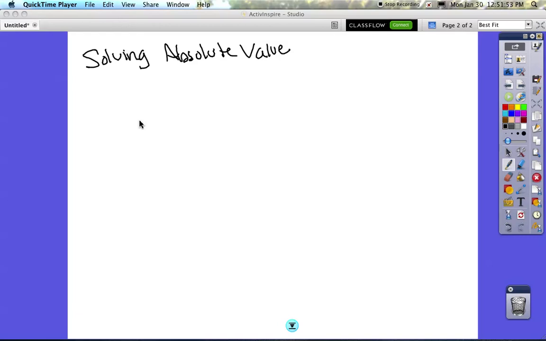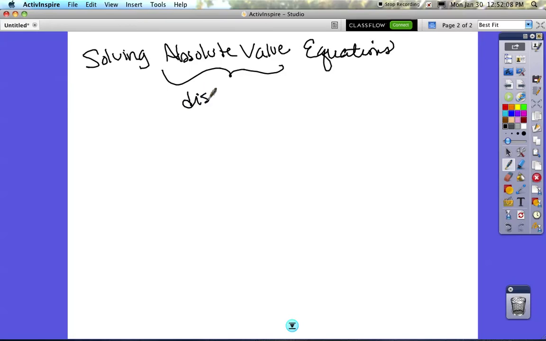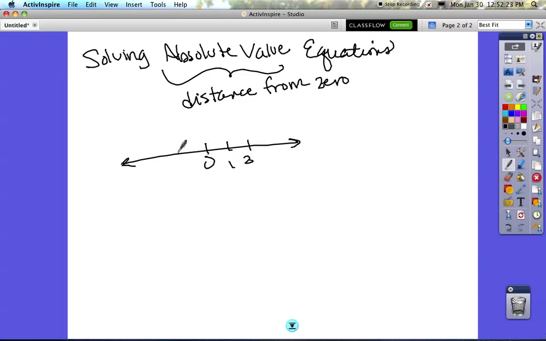Today's lesson will be on solving absolute value equations. Okay, now what absolute value means is absolute value is the distance from zero, okay? So you're actually going to have two answers. Look at your number line. There are two answers which have a distance of 2 from 0. What are they? Negative 2 and positive 2.